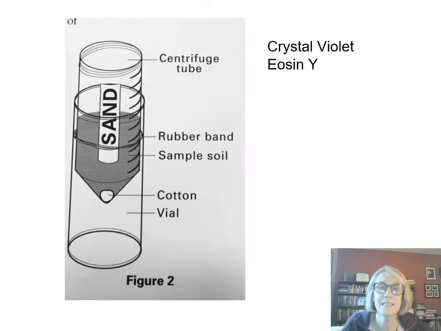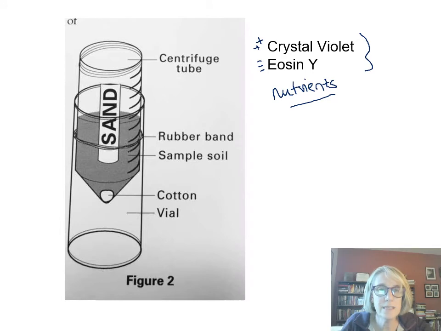So how can we test for this? Here's a pretty easy way to do it. We're going to take advantage of two stains, Crystal Violet and Eosin Y. Crystal Violet's like a purplish stain. This is like a reddish yellow stain. And Crystal Violet is actually positively charged, and eosin is negative. So these are both going to sort of mimic nutrients. So we're going to use these to model how nutrients move through the soil.